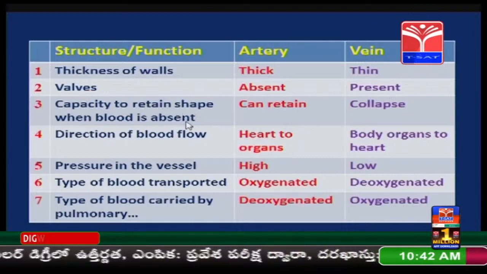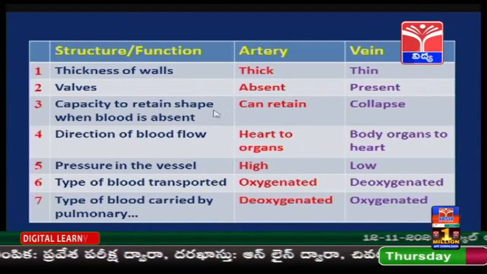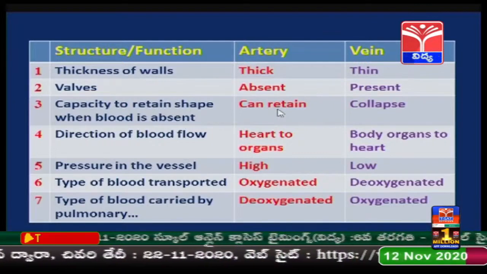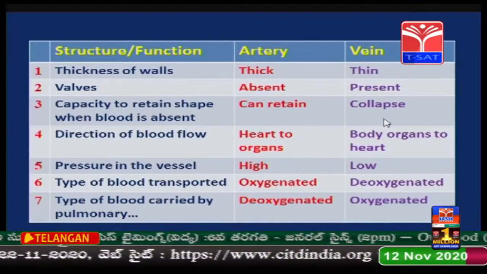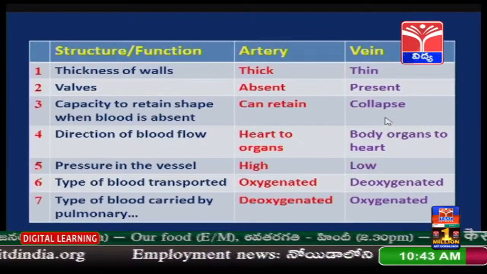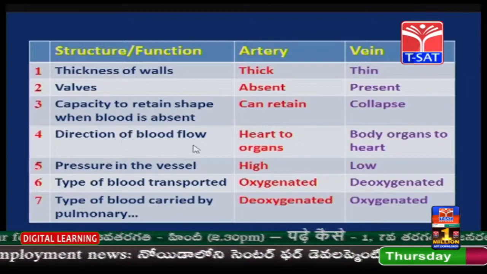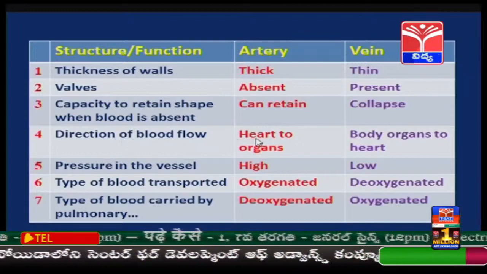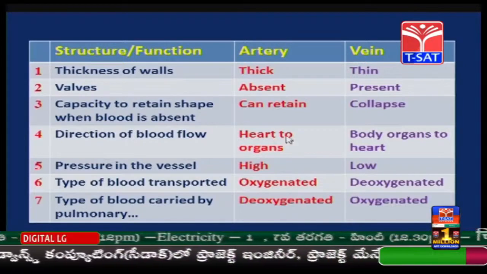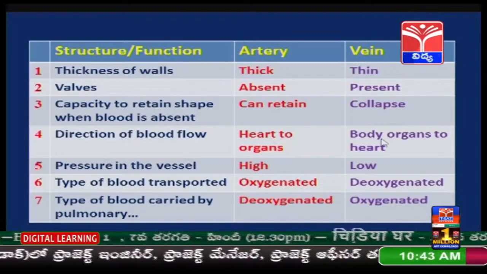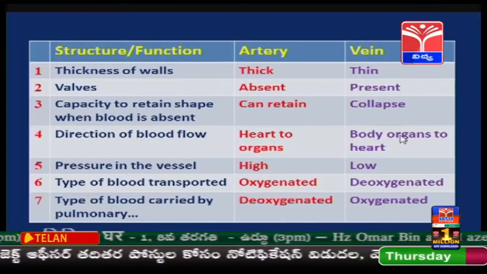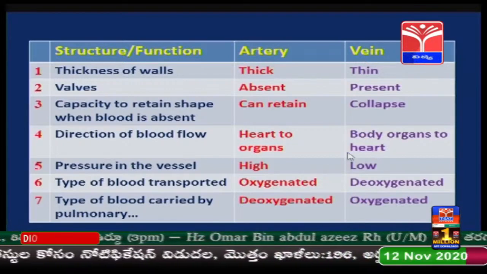Capacity to retain shape when blood is absent. Arteries can retain their shape because of the thick muscle layer, whereas the veins collapse because they have a very thin muscle layer. Direction of blood flow. Arteries receive blood from the heart and pump it to the various organs, whereas the veins collect blood from the body organs and pump it towards the heart.